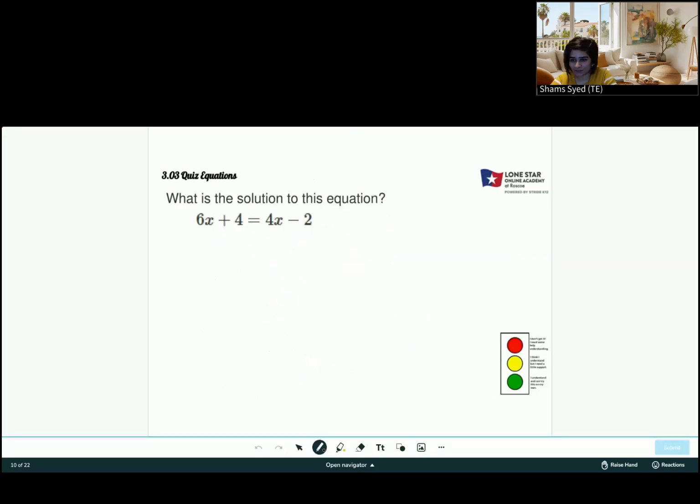Here is the third variety of question 2. Remember, these are very common types of questions that you might see on assessments also. So it's going to be a really good practice. 6x plus 4 equals 4x minus 2.